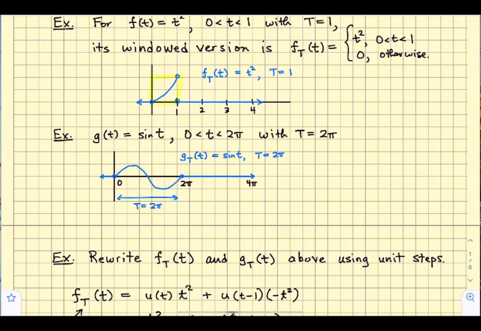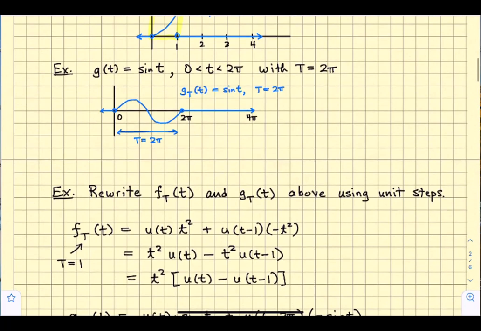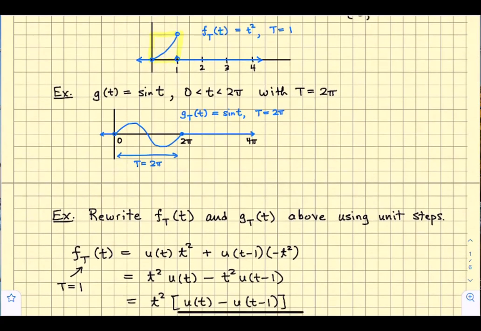So we're going to add a u of t minus 1. That's a switch that turns on at time 1. And what we want to turn on at that time is, we're just trying to zero the function out, so we need to undo whatever was already on. What was on was a t squared, so we're going to subtract off a t squared to get a net value of 0. You could leave it like this, or rewrite it like this, or even factor the t squared and write it like this. These are just cosmetics. Any of these is fine, but this is how we would write the windowed version of a periodic function in terms of unit steps.